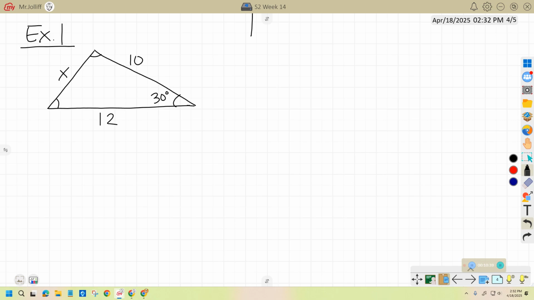So first thing when we're solving a problem, what am I being asked to find? Looking at that picture, I see something labeled with a variable. I'm probably asked to find x, yeah? Which is a side length. I'm asked for a missing side length.